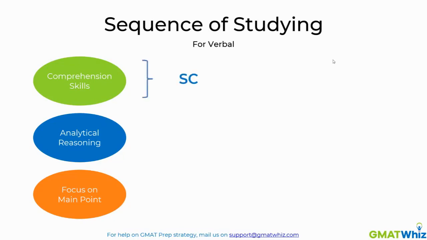Now, if you look at CR, in CR there would be 4 to 5 sentences. So you have to understand individual sentences, and then you have to also connect those sentences to see whether there is a logical flaw between the information that is provided. So CR actually tests you on both comprehension as well as analytical reasoning. Now, what about RC? RC tests you on all three things. You have to also focus on the main point.